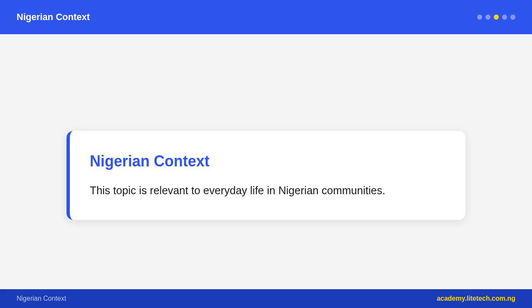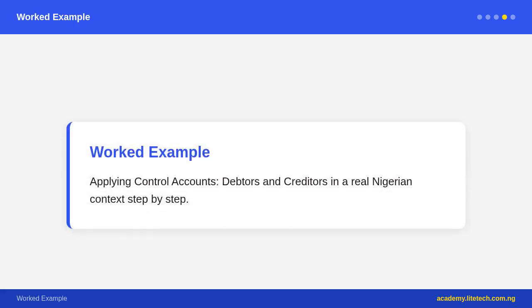Debtors control account. DR side, balance B/D 180,000 Nigerian nairas plus sales, SDB, 420,000 Nigerian nairas equals 600,000 Nigerian nairas. CR side, cash book 350,000 Nigerian nairas plus returns inwards 30,000 Nigerian nairas plus discount allowed 10,000 Nigerian nairas plus bad debts 5,000 Nigerian nairas plus balance C/D 205,000 Nigerian nairas equals 600,000 Nigerian nairas. Closing balance, debtors 205,000 Nigerian nairas.